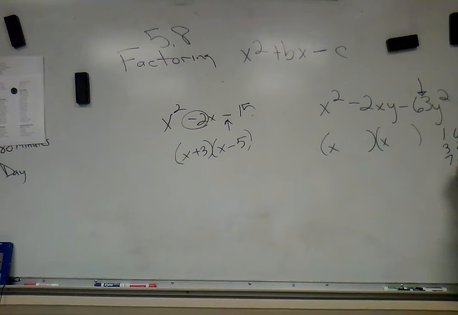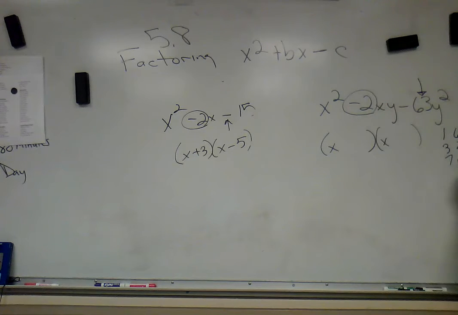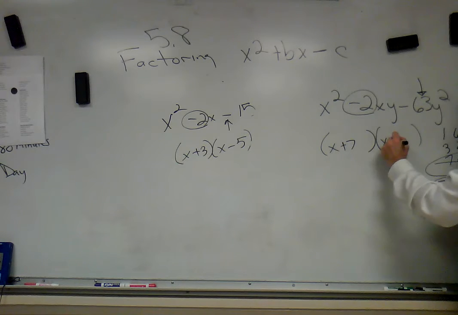7 and 9. We need the pair that subtracts to negative 2. So obviously it's going to be 7 and 9. It's going to be 7 minus 9 or 9 minus 7. 7 minus 9 would get us negative 2. So plus 7 minus 9.